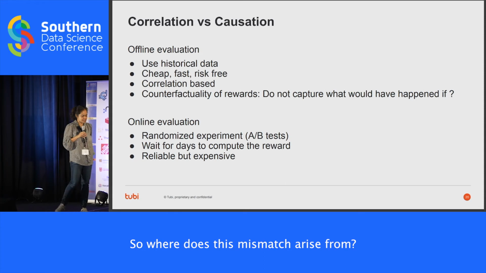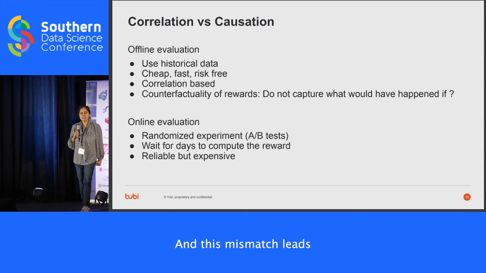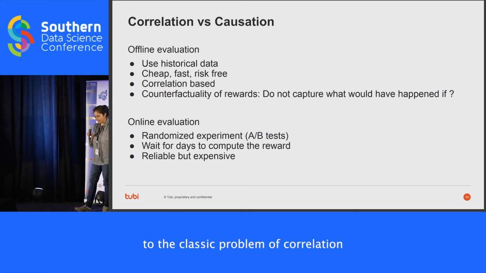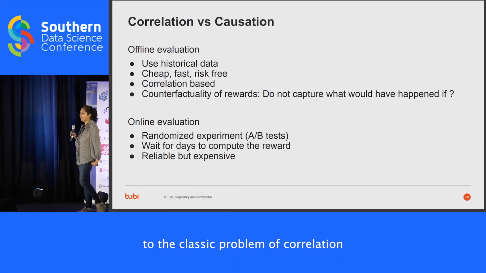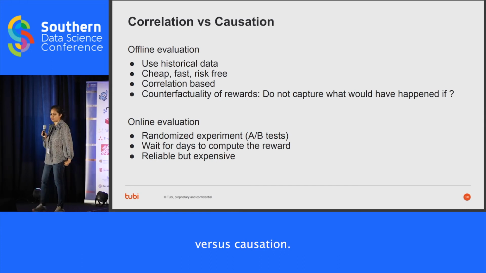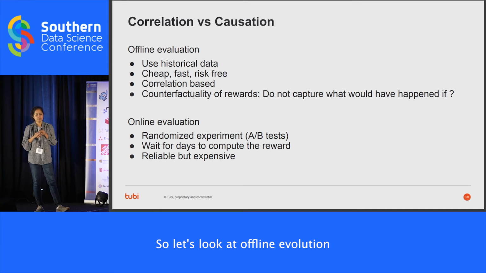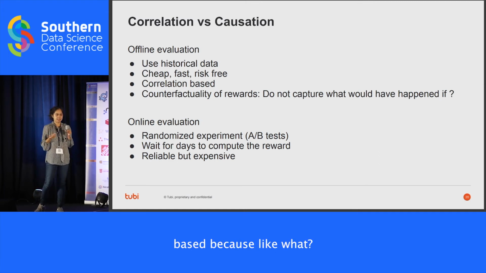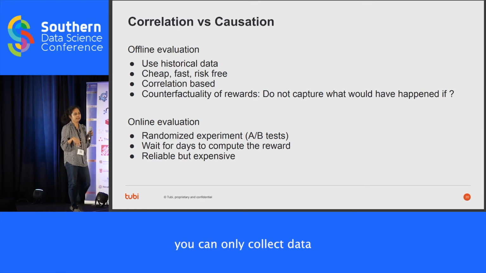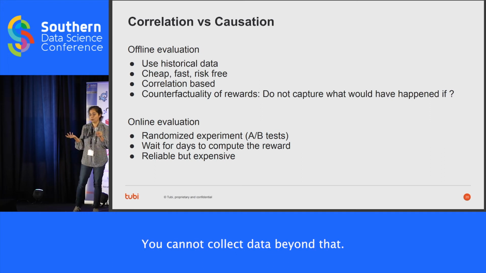So where does this mismatch arise from? And this mismatch leads to the classic problem of correlation versus causation. So let's look at offline evaluation a little bit more closely. The offline evaluation is based upon historical data. The historical data is cheap, fast, and risk-free, and it's correlation-based because whatever you show, you can only collect data for those things. You cannot collect data beyond that.